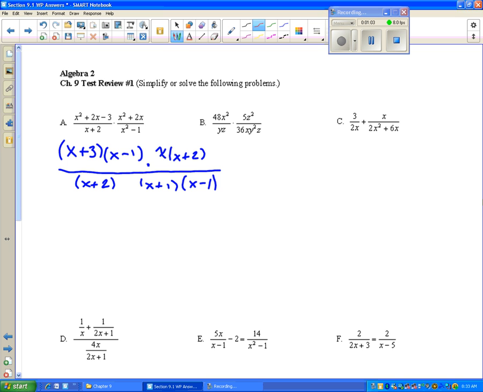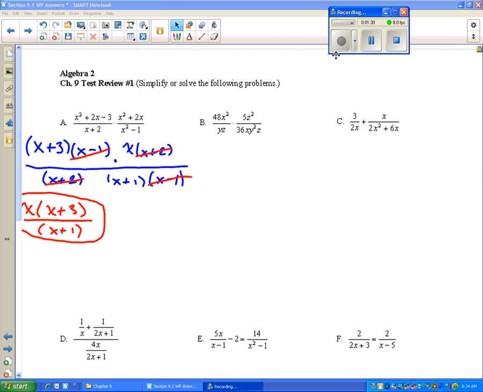Let's go ahead and pull up my red marker, and I'm going to cancel out x minus 1, x minus 1, x plus 2, x plus 2. So it leaves me x times x plus 3 divided by x plus 1. That's my final answer. Again, if you need to turn up your volume so you can hear me, go ahead and do so. Let's do letter B.